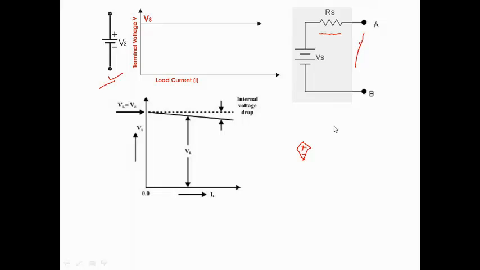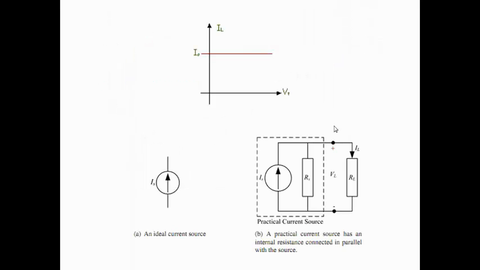So let's move on to another source found in electrical circuits called the current source. Similar to a voltage source, there is also an ideal current source and a practical current source. In an ideal current source, you can have any voltage across this terminal, and the current is constant irrespective of the voltage across this terminal. But in practice, there is a small resistance in parallel with this source.